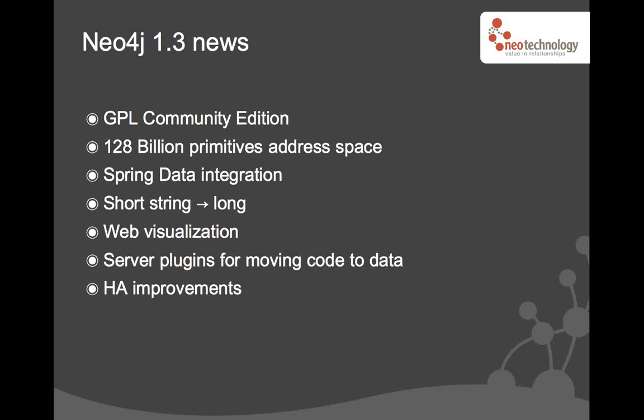Neo4j 1.3 became GPL, which is much friendlier to everyone using it, especially in web stacks. We went up to 128 billion primitives, and we're using actually some of that already. Spring Data integration became stable. We made some optimizations in the storage layer. The web visualization is coming along, and now you can do server plugins for moving the code to the data, since REST inherently is quite slow if you have high performance scenarios. And high availability that was introduced in 1.2 got a bit of a shape up and will be even more shaped up now in 1.4.